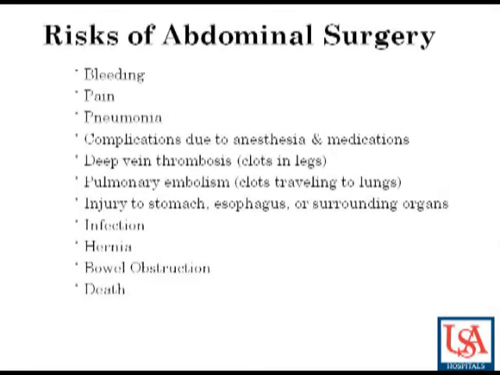Risk of any abdominal surgery: bleeding, pain, pneumonia, complications due to anesthesia and medications. You can develop clots in the legs, or those clots in the legs can break off and travel to the lungs, killing you. Injury to the stomach, esophagus, or surrounding organs like the spleen, infections, hernias, bowel obstruction, and death can occur after any abdominal surgery.